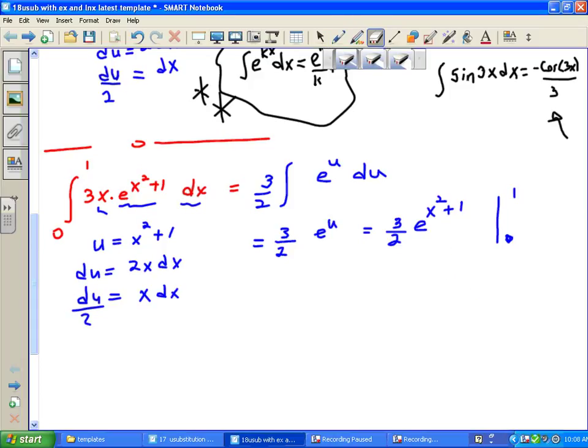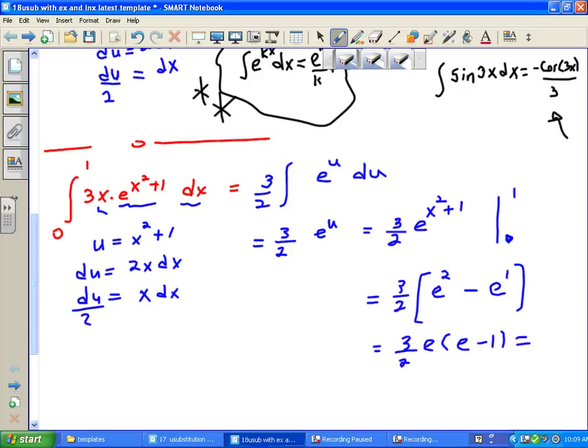Now let's plug in the limits. When I have a constant up front, I like to factor it outside. First, plug in 1. 1 squared is 1, so we have 1 plus 1 or 2. e to the second power minus, plug in 0. e to the 0 plus 1 is just e to the 1. We could leave the answer like this. We can take out an e and leave it like this.